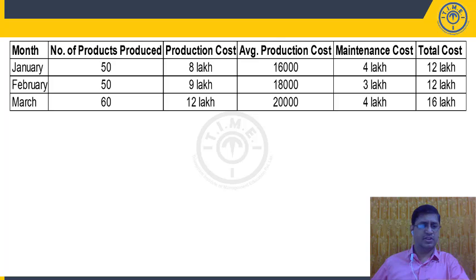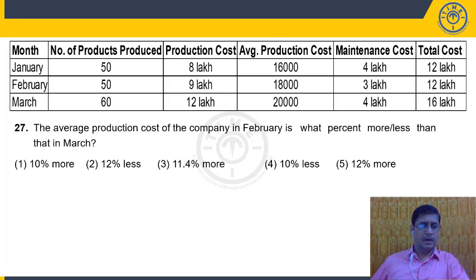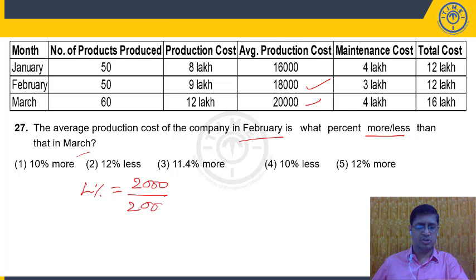Okay, now look at the next question. The average production cost of the company in February, average production cost in the month of February means 18,000. Is what percentage more or less than that of March? So March is equal to 20,000. So the February value is less. So less percentage means difference by higher value. Difference is equal to 2,000. Higher value is equal to 20,000.